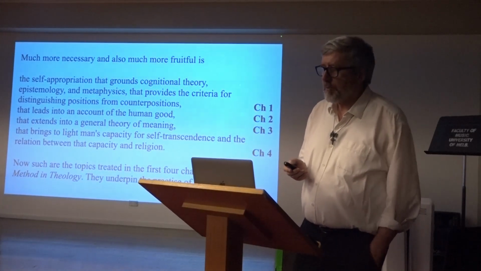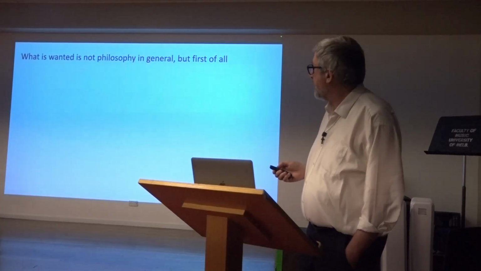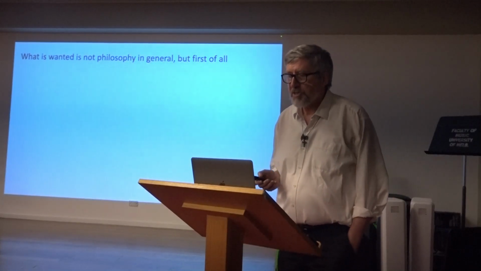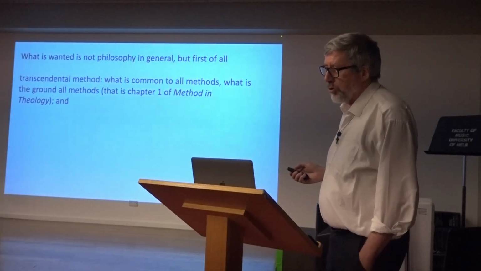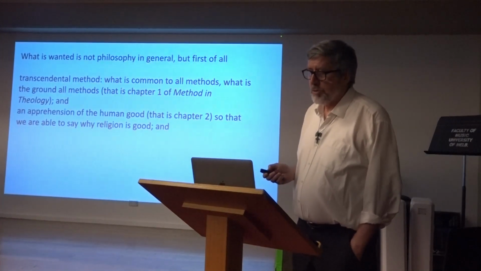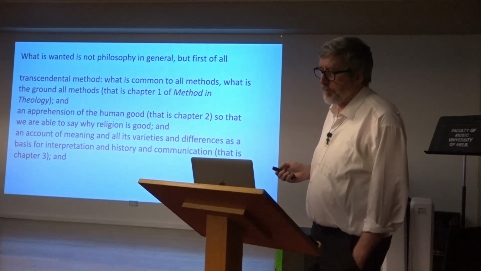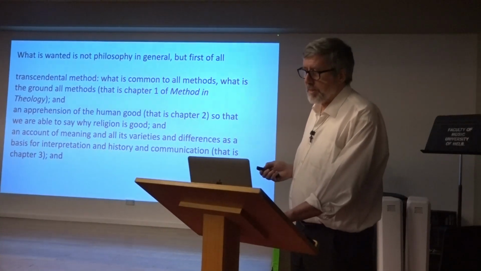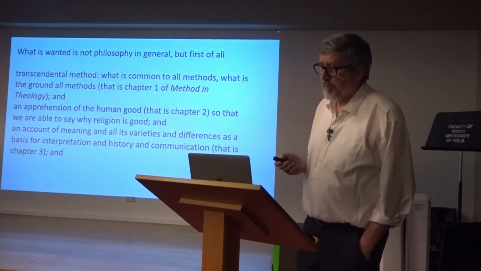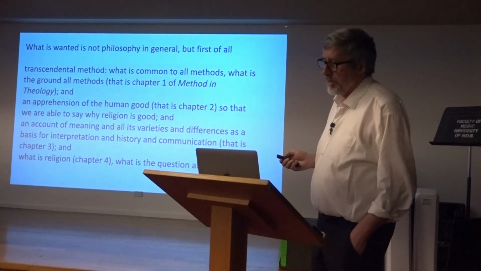In the same talk, Lonergan speaks of those chapters in a related way, saying that they provide the philosophy that the theologian needs. And when he says that, he's saying it's not just any old philosophy, of course, but first of all, transcendental method in chapter 1, an apprehension of the human good, so that we're able to say why religion is good, chapter 2, an account of meaning and all its varieties and differences, especially for those 3 functional specialties that he mentions, interpretation, history, and communication. And what is religion? What is the question about God in chapter 4?